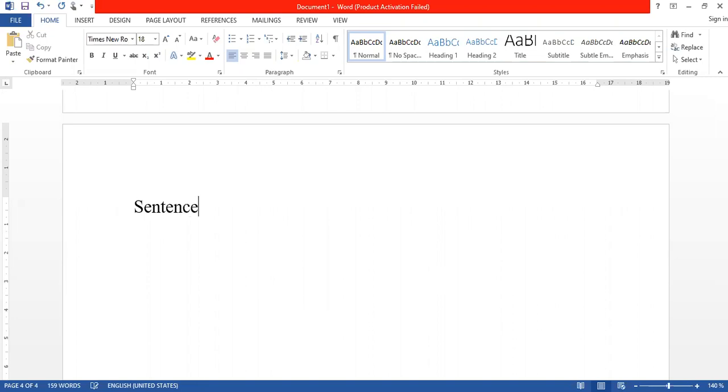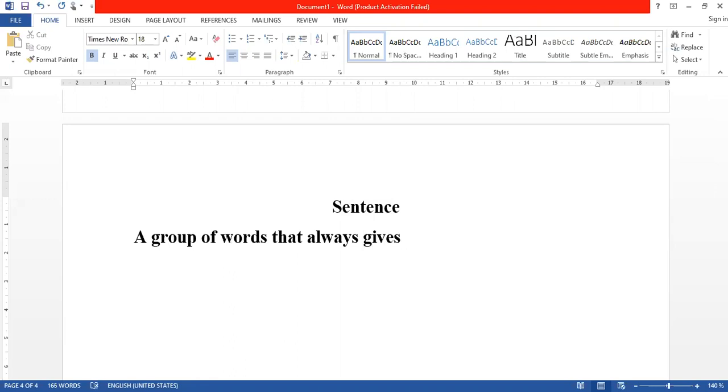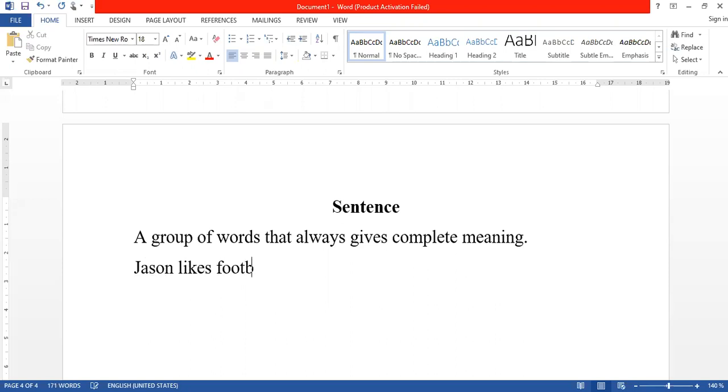the sentence. What is a sentence? It's actually a group of words that always gives complete meaning. A sentence is a group of words that will always give you complete meaning. And if it doesn't give complete meaning, and it is a group of words, it is not a sentence. You cannot call it a sentence because it doesn't give you complete meaning. So until there is complete meaning, it will not be a sentence. Okay? For example, Jason likes football. Now this is a complete sentence, right? Because it gives you complete meaning.